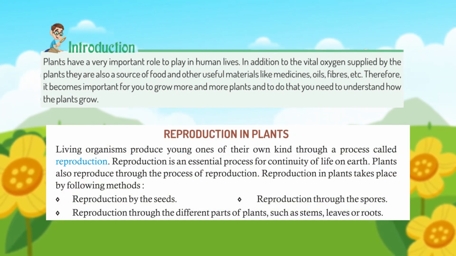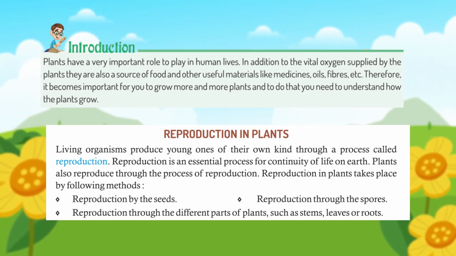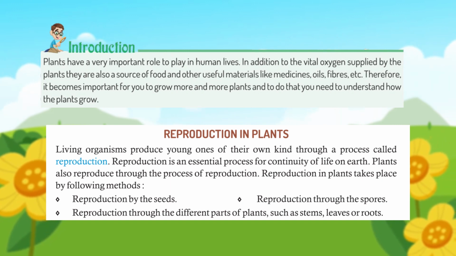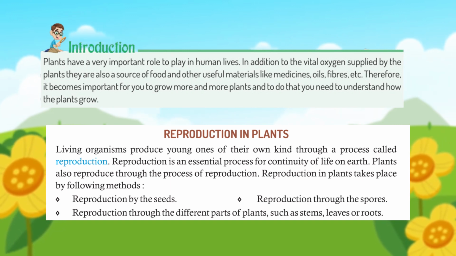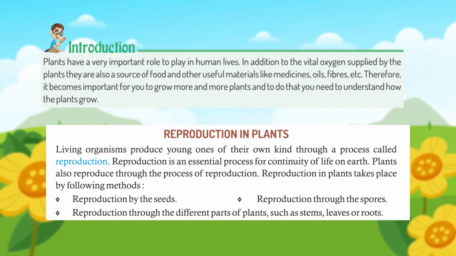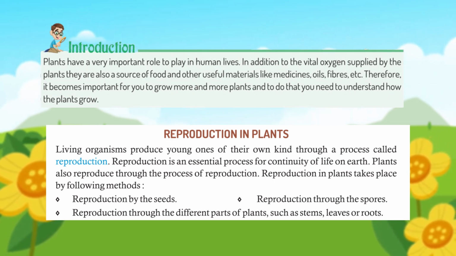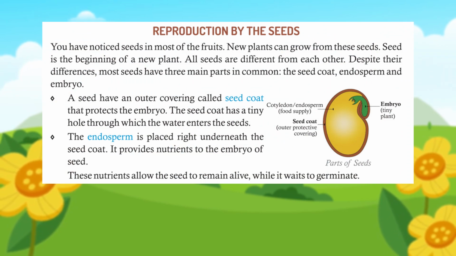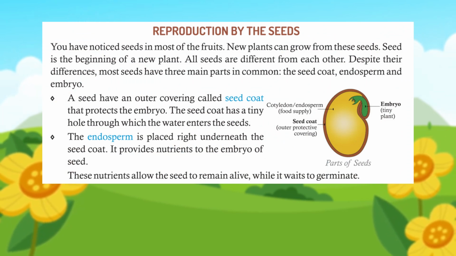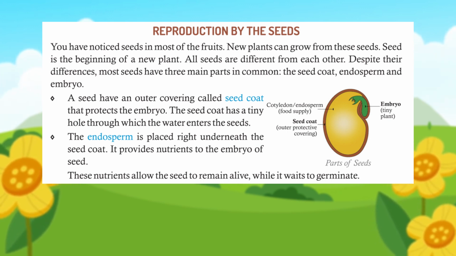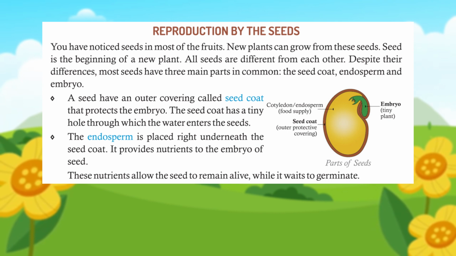Reproduction in plants. Living organisms produce young ones of their own kind through a process called reproduction. Reproduction is an essential process for continuity of life on Earth. Plants also reproduce through the process of reproduction. Reproduction in plants takes place by the following methods. Reproduction by seeds. Reproduction through spores. Reproduction through the different parts of plants, such as stems, leaves or roots.